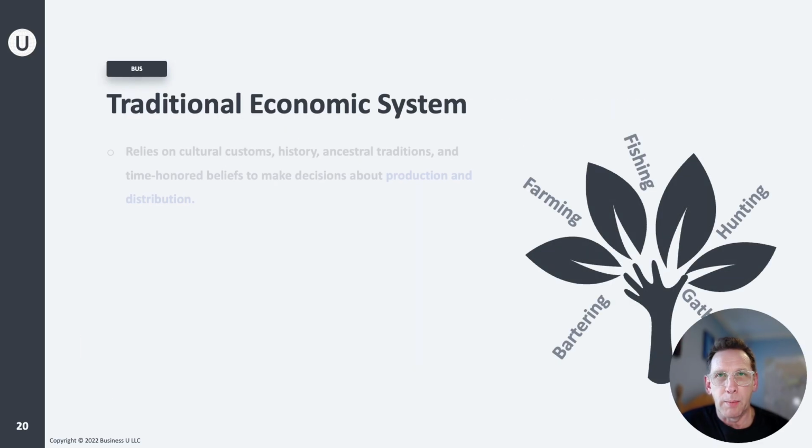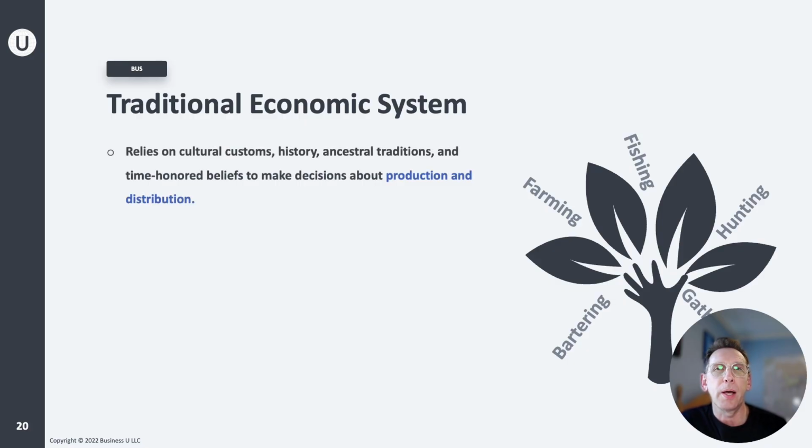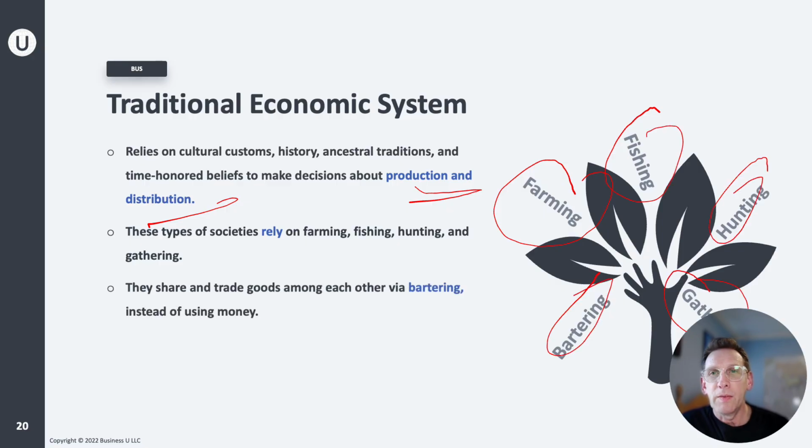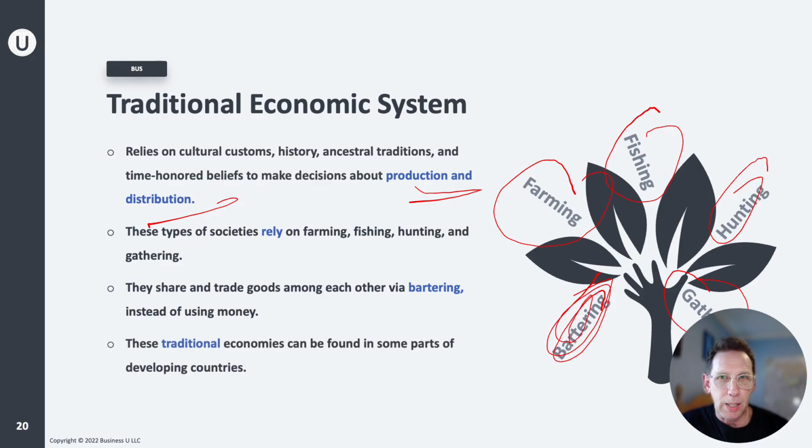We're going to start with traditional economic system. This relies on cultural customs, history, ancestral traditions, and the time-honored beliefs to make decisions about production and distribution. These types of societies rely primarily on things like farming, fishing, hunting, gathering, and bartering. They share and trade the goods among each other through that bartering system instead of using money. And these traditional economies can be found in some parts of the world in developing countries. Think the Australian Aborigines or the Amazon tribes.